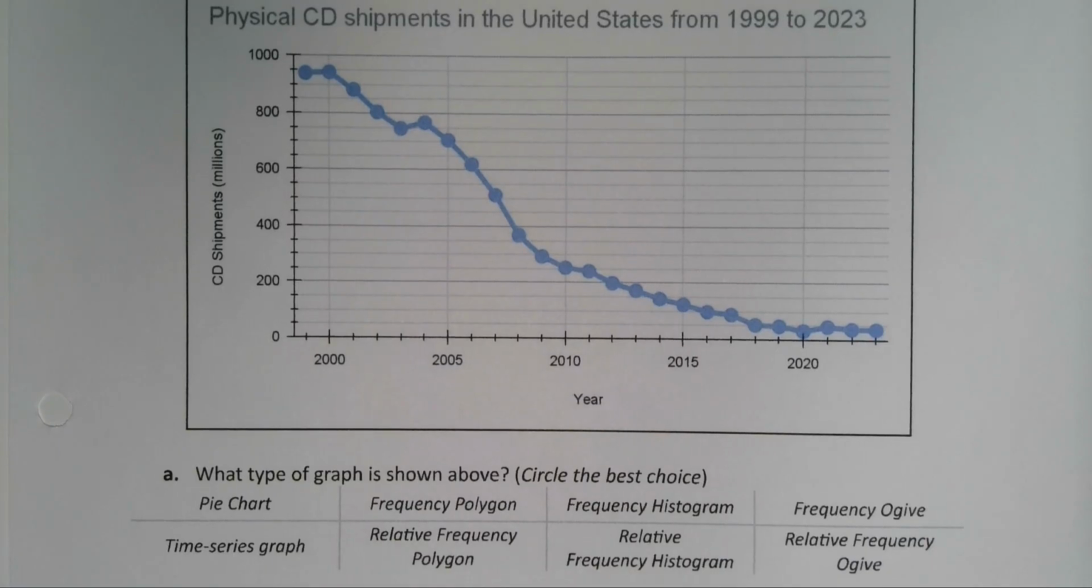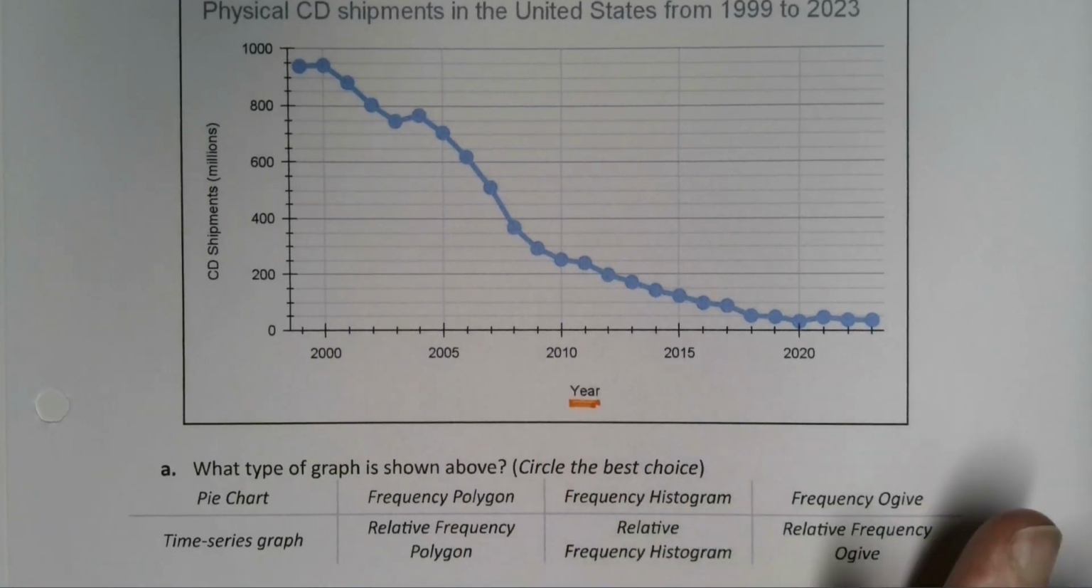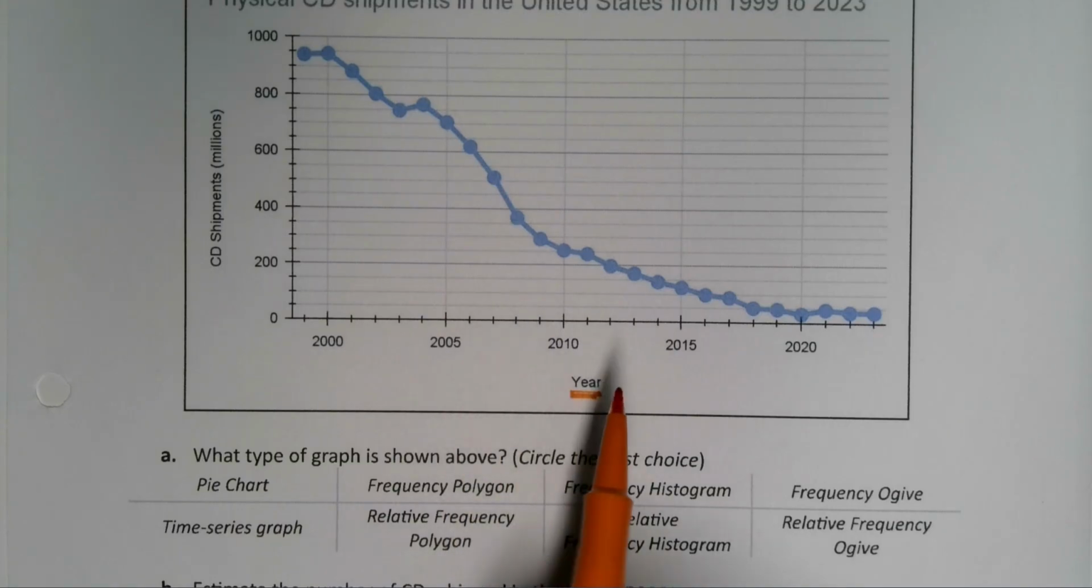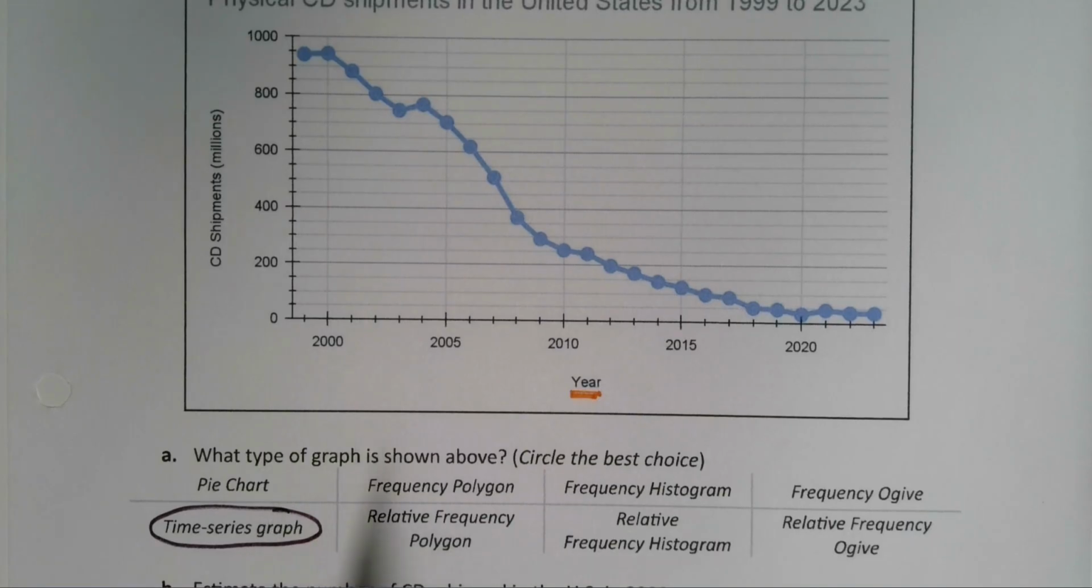All right, so what type of graph is this? Well, it's obviously a time series graph because we see year right here. It could be sometimes months, sometimes days. In finances, they'll often do quarters for financial quarters of the year, fiscal quarters, but this is time series.